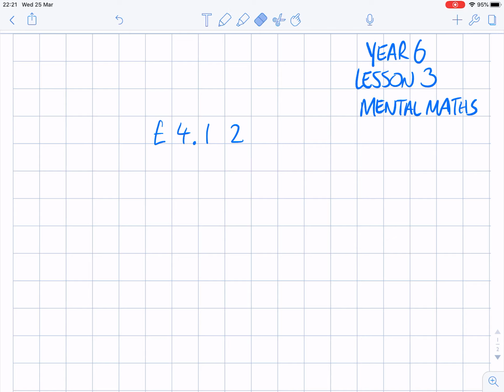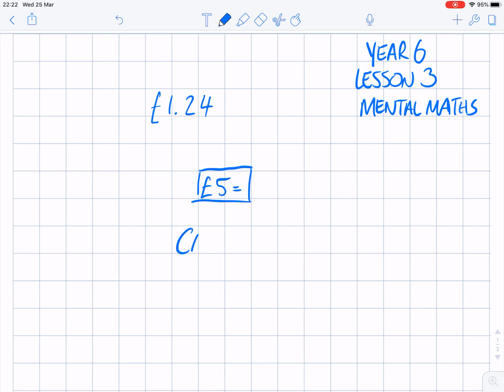And the last question, question 15. You go to the shop and you spend £1.24 on sweets, and you pay with a £5 note. How much change do you get? Okay, so you spend £1.24 on sweets. You pay with a £5 note. How much change do you get?